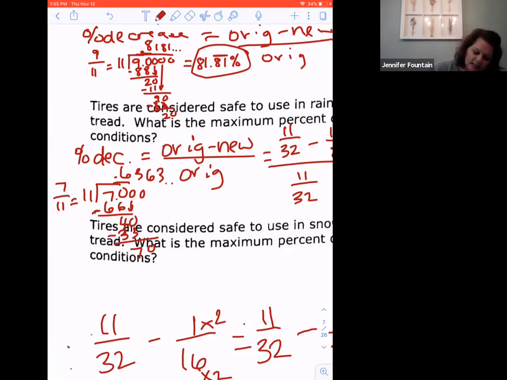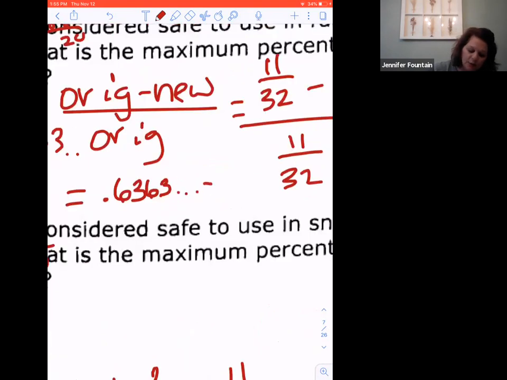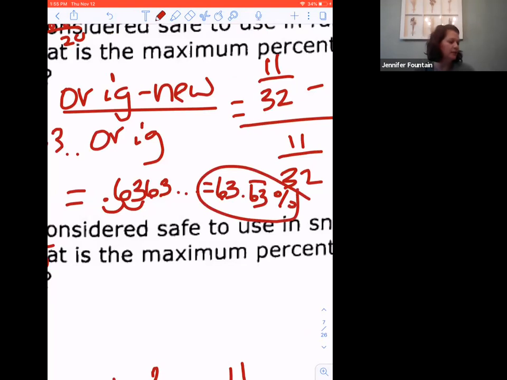So to write that as a decimal, 0.6363 dot, dot, dot. So that means to write it as a percent, I move my decimal 2 places to the right. I have my repeating after my decimal, add my percent. So 63.63 repeating percent.